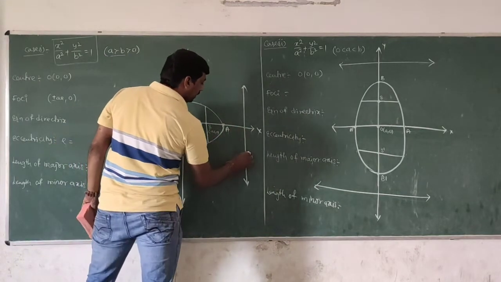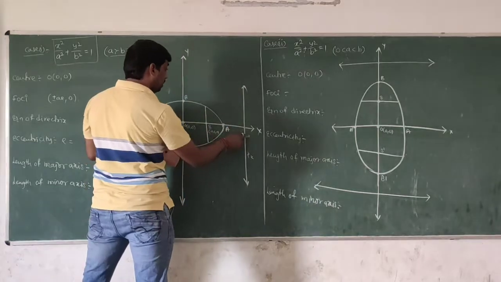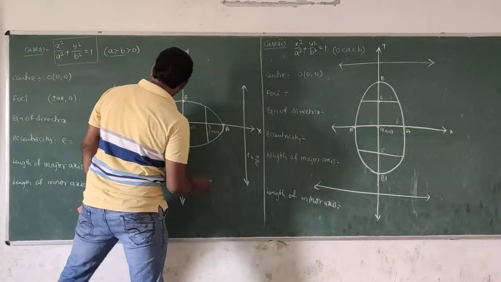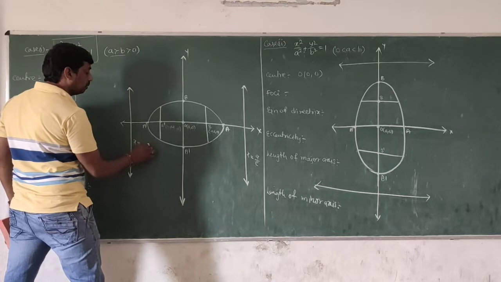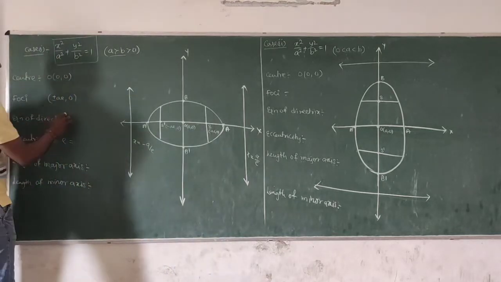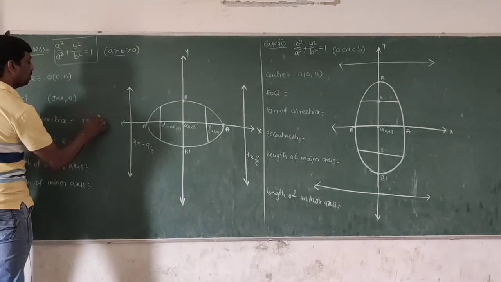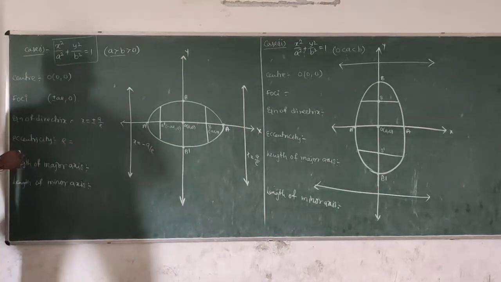Right. Next, these two are directrix. The equation of directrix is x equal to a by e, on the x-axis, that is parallel to the y-axis. On the negative side of the x-axis, x equal to minus a by e. So the equation of directrix is x equal to plus or minus a by e. One is plus a by e, another one is minus a by e.